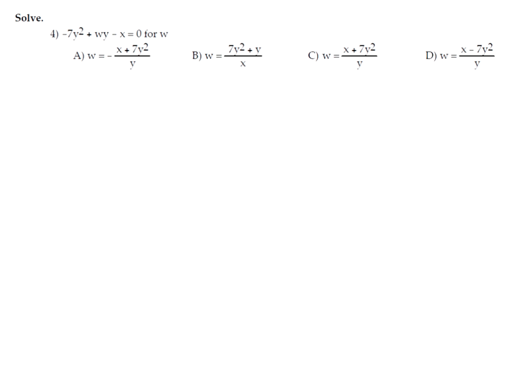We want to solve this equation for w. In this case, we have more than one variable in our equation. So we have minus 7y to the power of 2 plus wy minus x is equal to 0. We want to solve for w. So I'm going to circle here. So we need to isolate w, have all the terms or numbers somehow attached to w, move that to the other side of the equation.